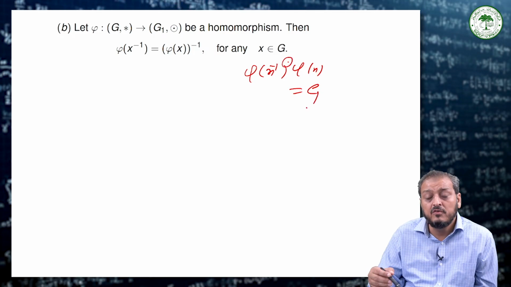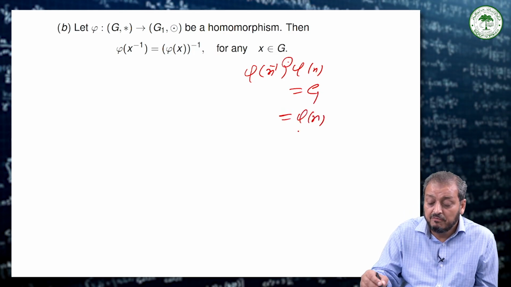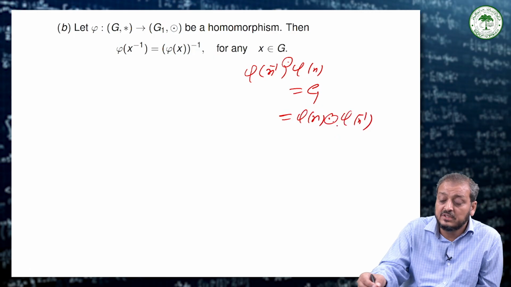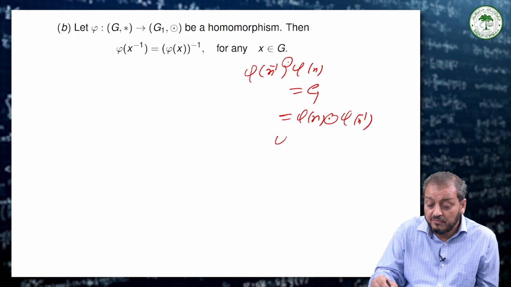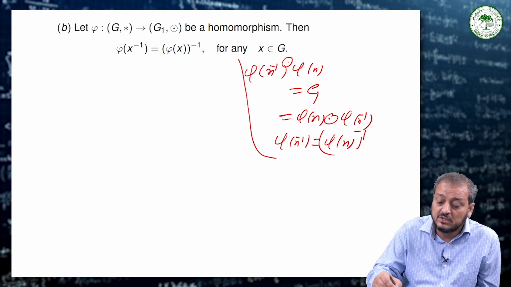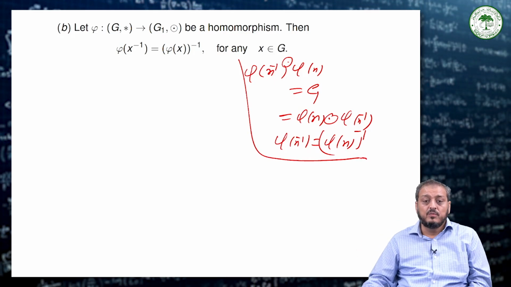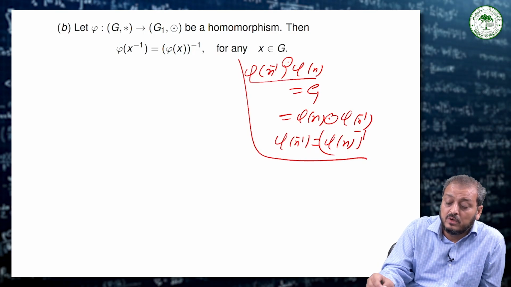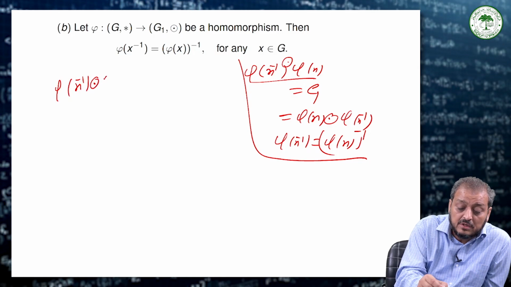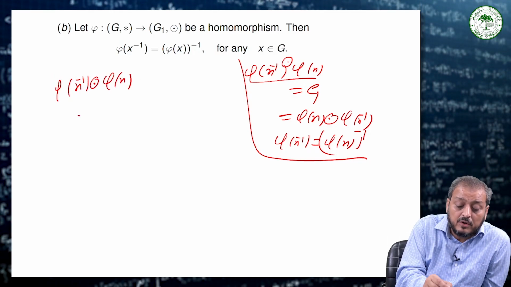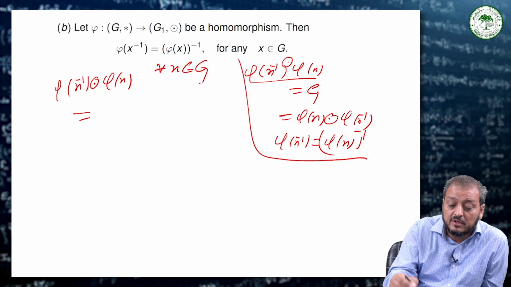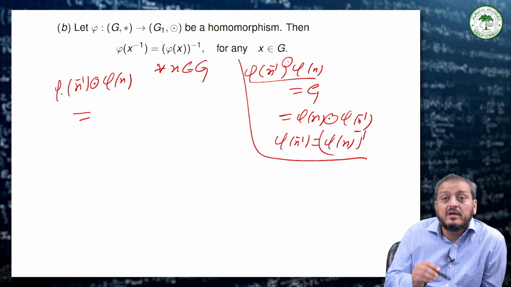If we show that phi of x composition phi of x inverse equals E1, then we can say that phi of x inverse is equal to phi of x whole inverse, by the property of inverse. So we try phi of x inverse composition phi of x, because phi is a homomorphism for all x an element of G.